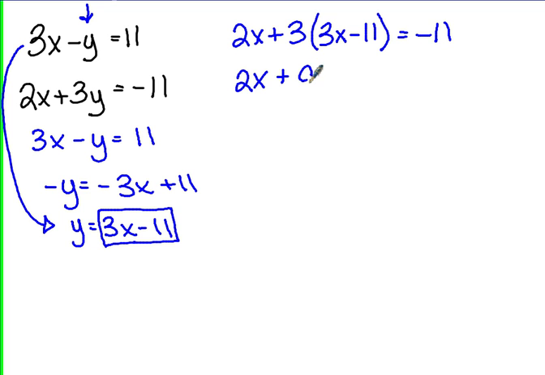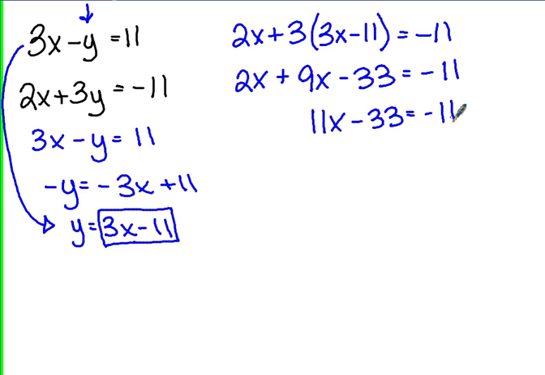3 times 3x is 9x. 3 times negative 11 is negative 33, and it's equal to negative 11. All right, we're going to combine like terms. 2x and 9x is 11x. If we add 33 to both sides, we get 11x equals 22. And by division, we know that x equals 2.